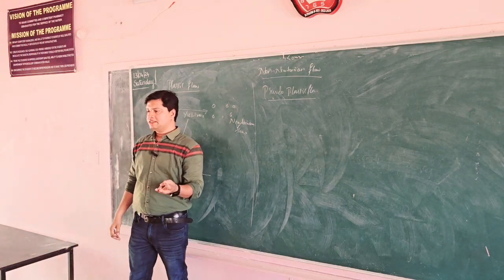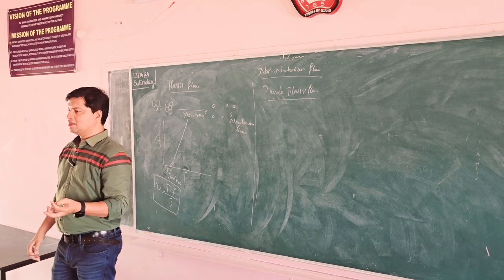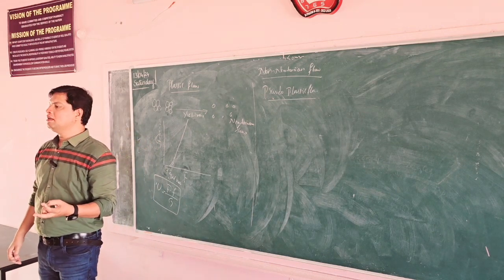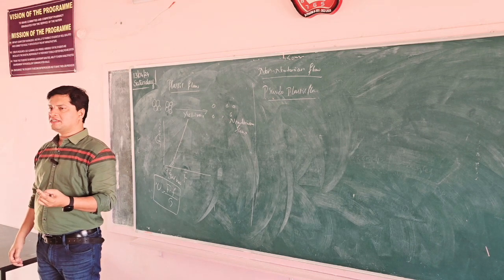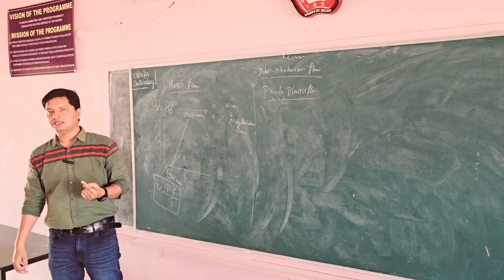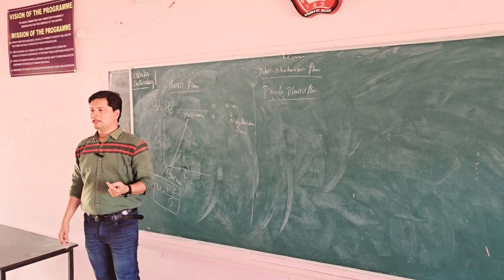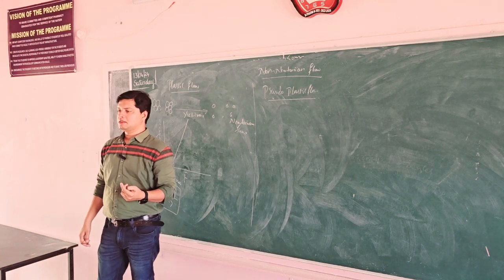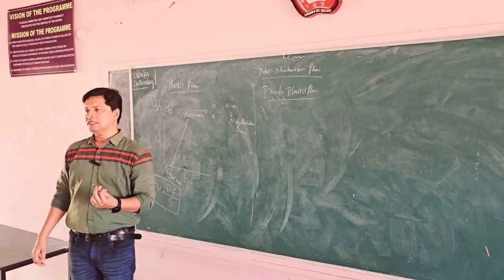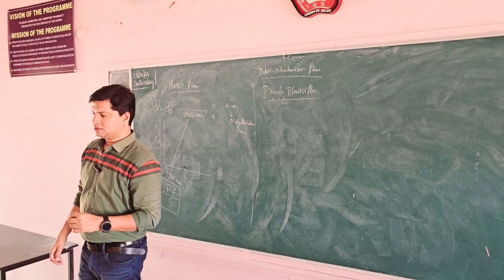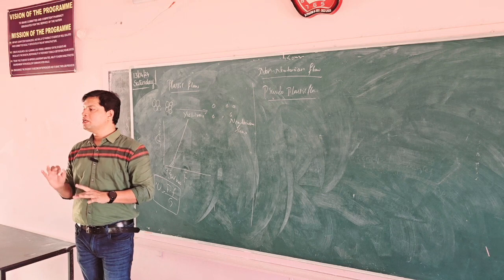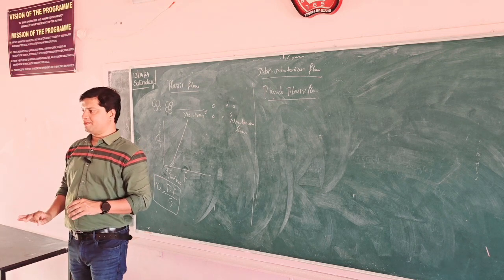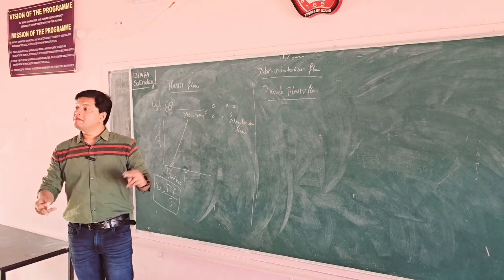Tragacanth in water, then sodium alginate in water, then methyl cellulose in water, then sodium carboxy methyl cellulose, sodium CMC, in water. Any polymer in water will be your pseudoplastic system. Why is the name pseudoplastic given?